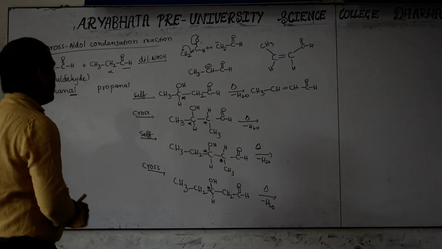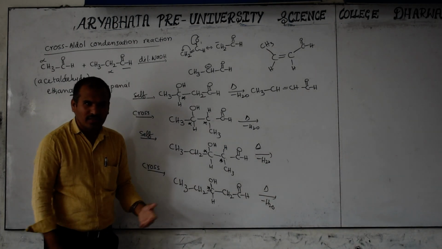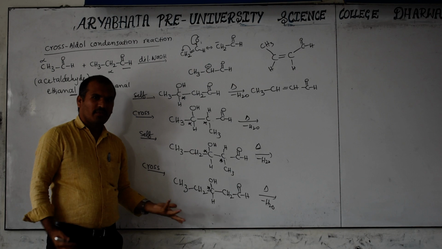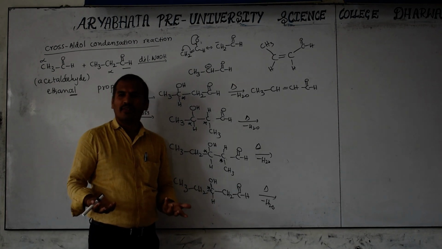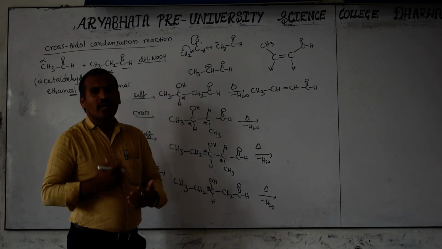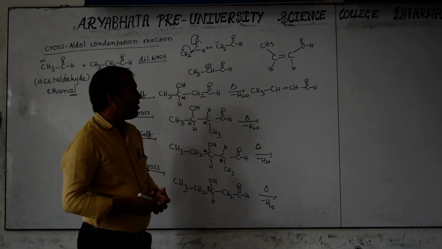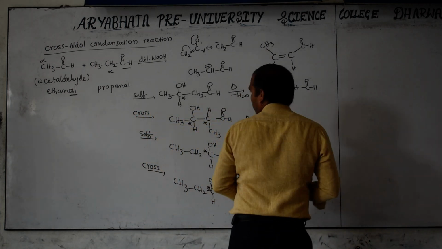Now the question. This was already told: this is not useful because a mixture of products forms. If a mixture of products forms, separation is difficult, and if separation is difficult, that is not useful. Then how can we do better for this reaction? Is any better way there or not? We have to check. So what is the better way here?